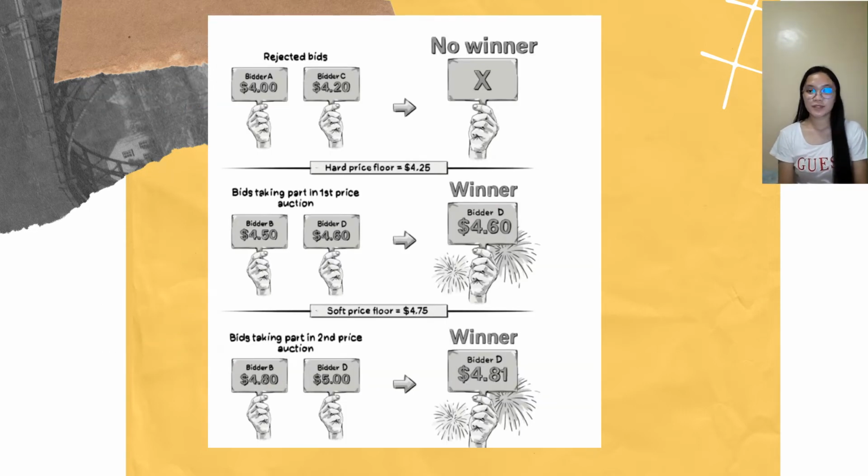Now let us proceed to the last one, which is what the first price auction means for the publisher, and see the example below. The explanation of this example is that the hard price floor automatically eliminates all the bids under $4.25. So the bids between the hard and the soft floor take part in the first price auction, unless there are bids above the soft price floor, which will take part in the second price auction instead.